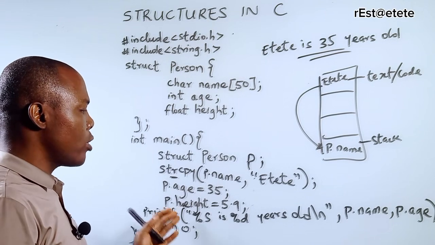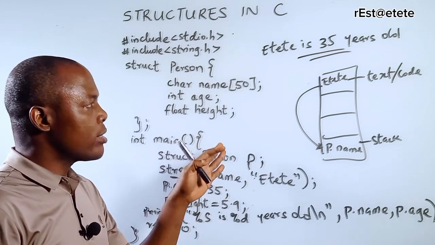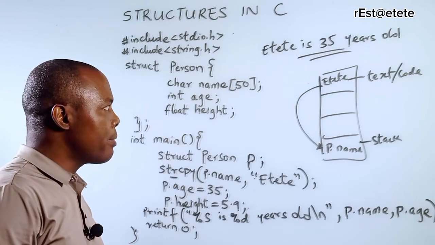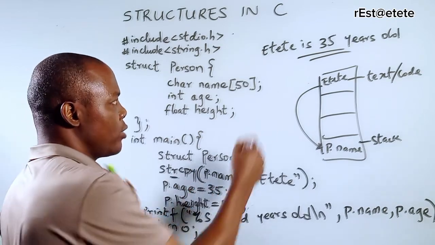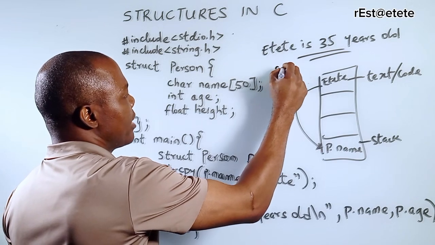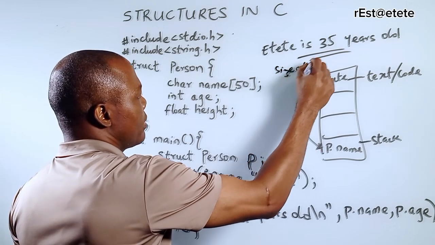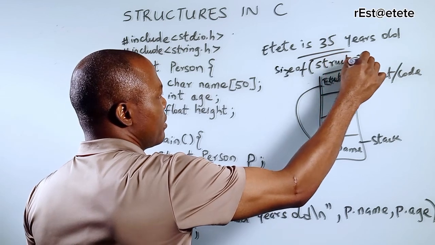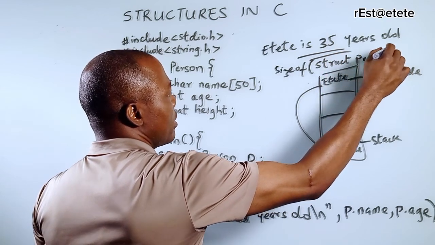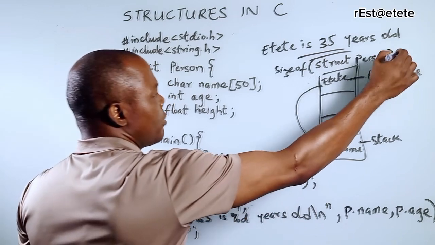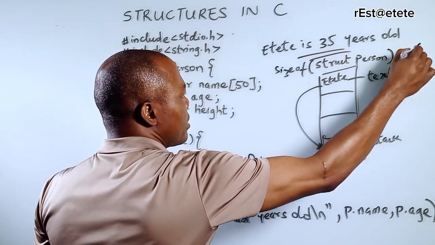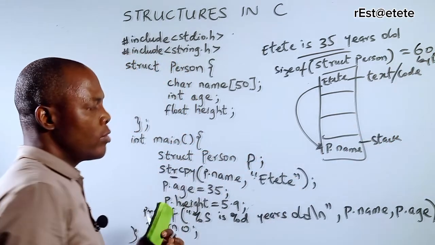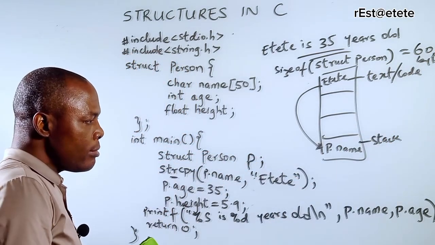Now I can ask it to also print out the size of this data type. So which means if I say it should print out the size, that will be what? Size of struct person. If I ask you to print it out, it's probably going to print out 60 bytes. Going to print out 60 bytes, right?